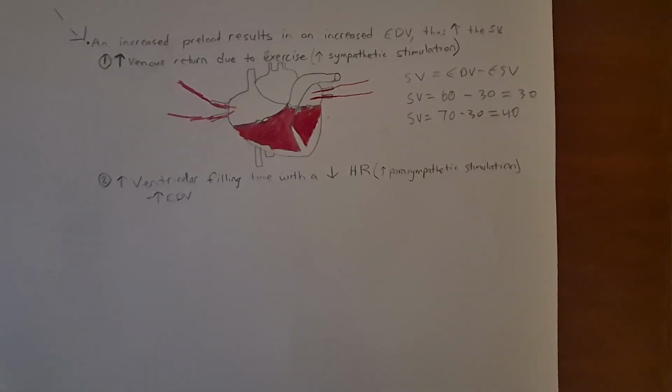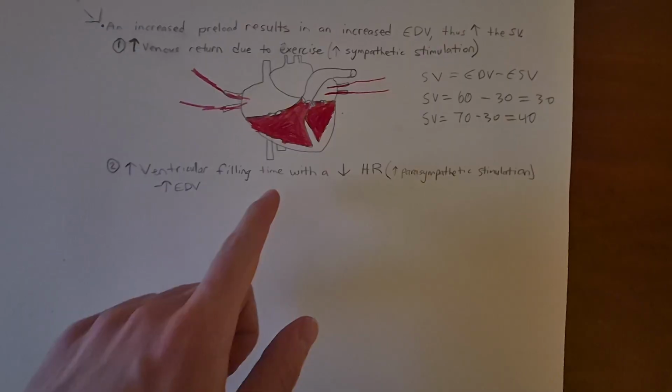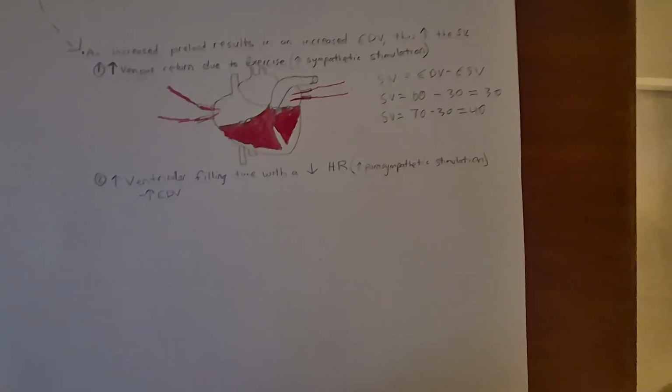So another way we increase our stroke volume is we increase the ventricular filling time when we have a decreased heart rate because of increased parasympathetic stimulation.